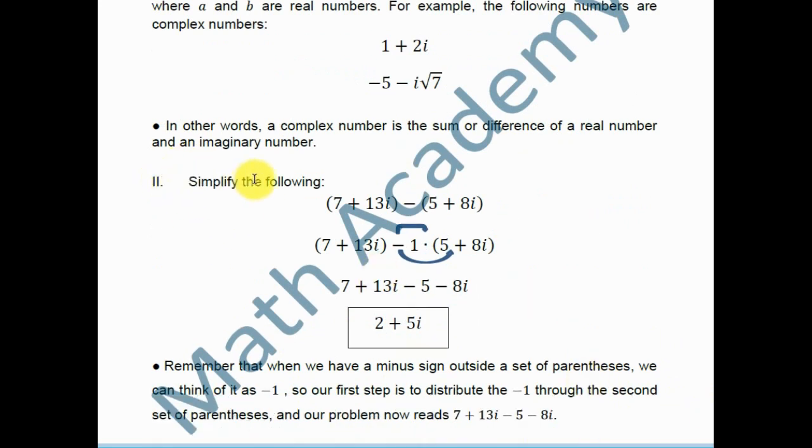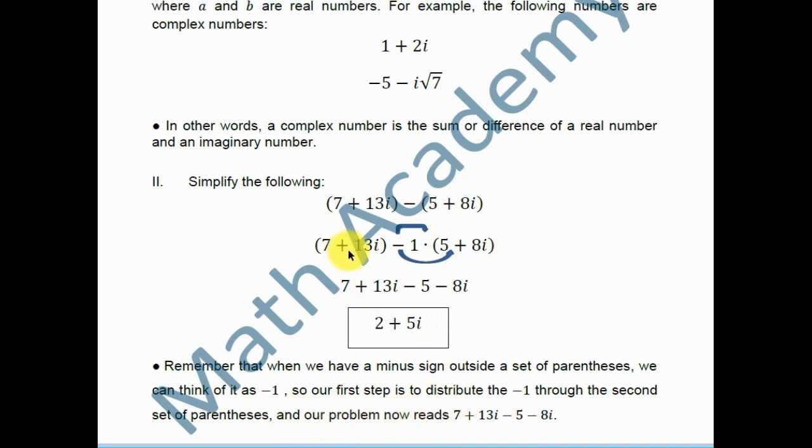an exercise. Simplify the following: 7 plus 13i minus 5 plus 8i. It's about a subtraction here. Remember that when we have a minus sign outside the set of parentheses, we can think of it as minus 1. So our first step is to distribute the minus 1 through the second set of parentheses.